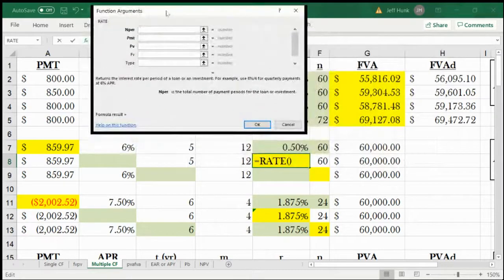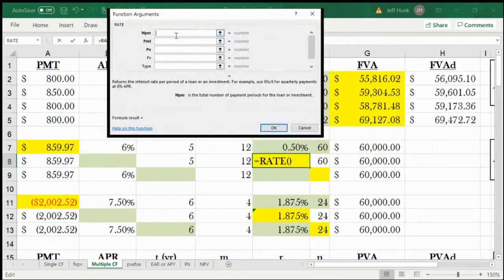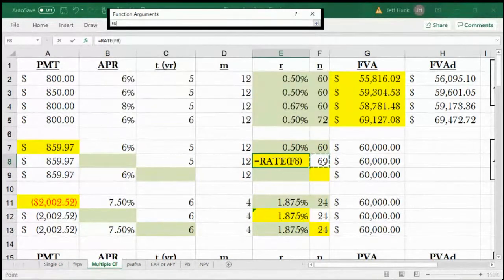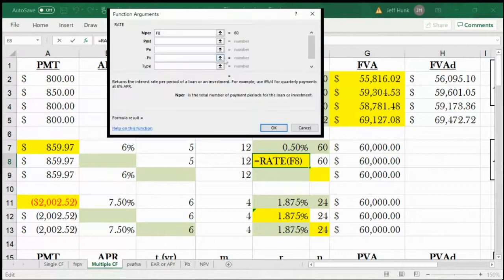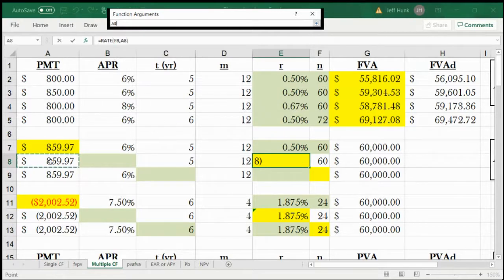And then give it what it's asking for. N, right? N periods, right? So give it 60. And then payment. This is the payment.